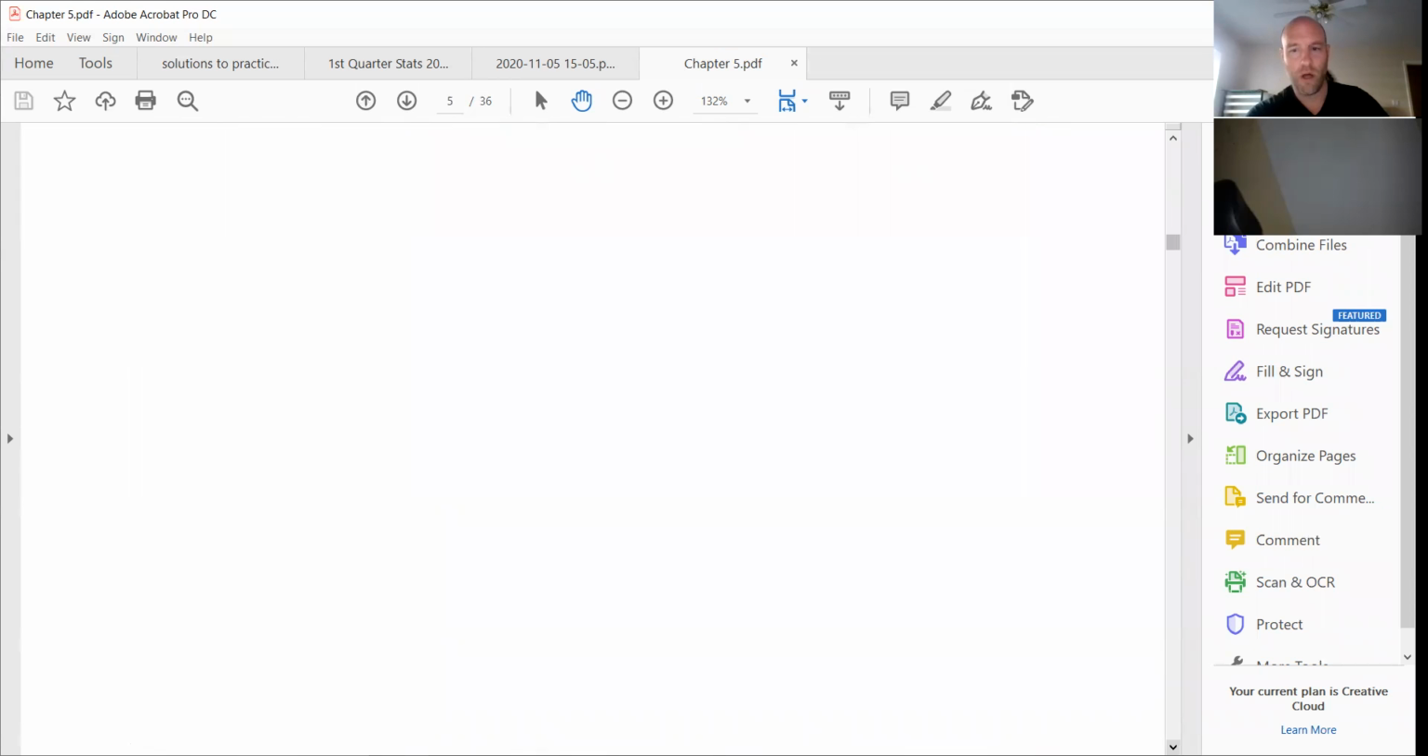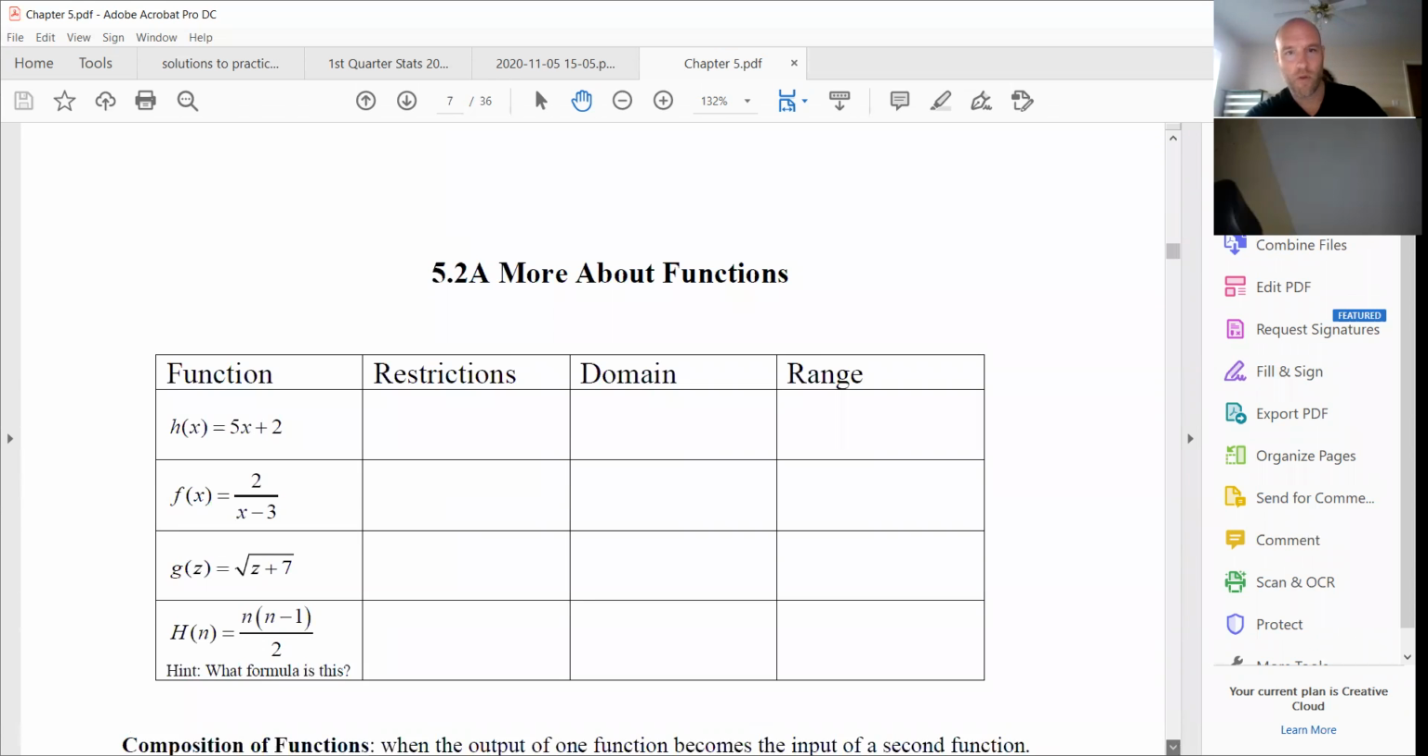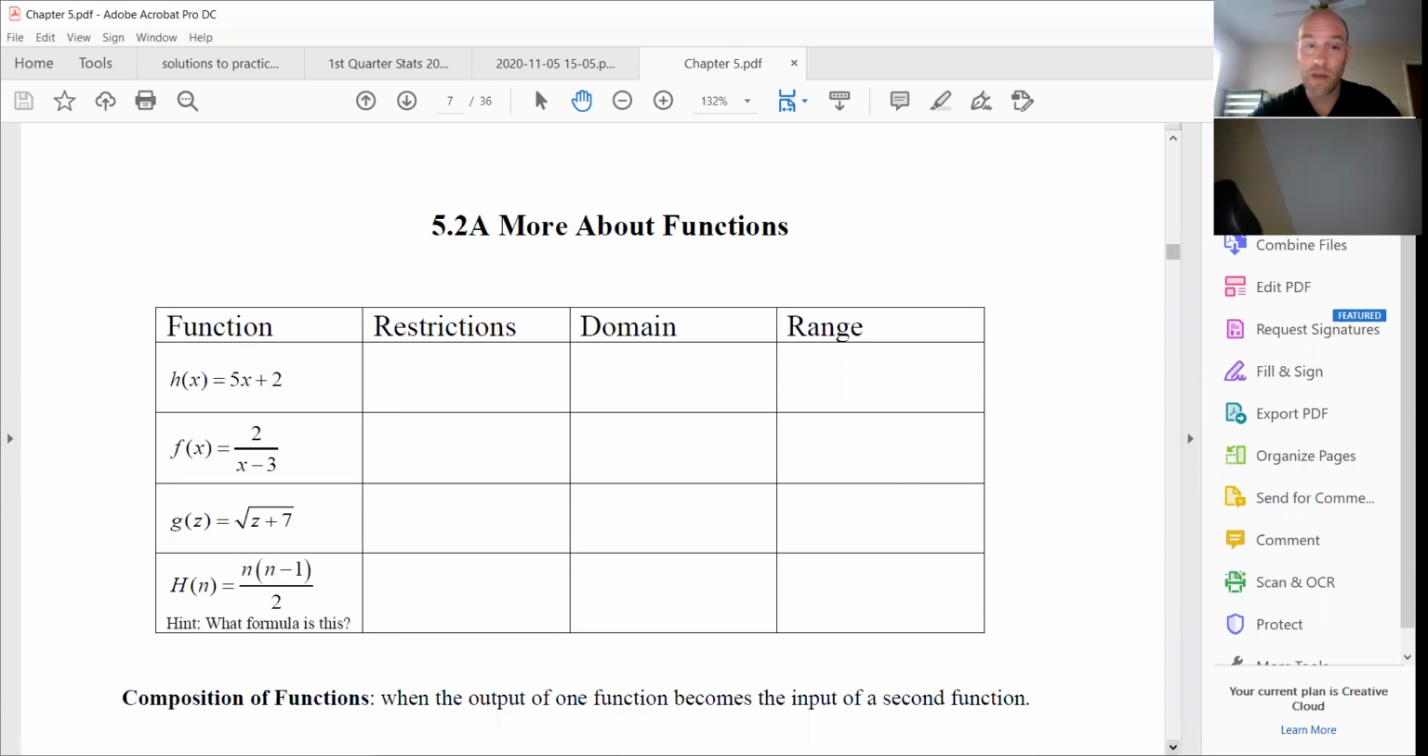Let's continue on. Okay, domain and range of functions, definitely something from my list. In fact, something which got some check marks.